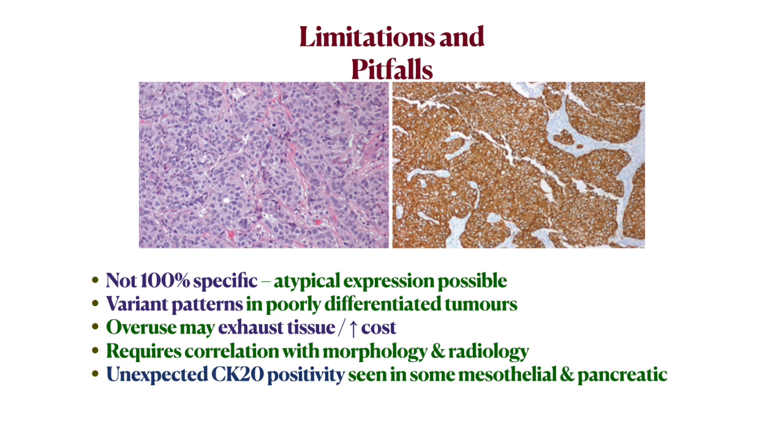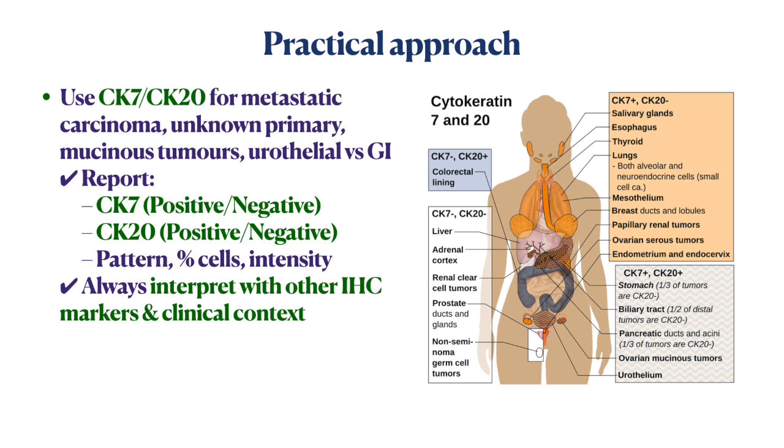These two markers are not 100% specific, but they help us to narrow down our differential, and the patterns may vary in poorly differentiated tumors. Hence we always have to correlate with morphology and radiology when we are getting varied expression of these particular markers. Practically, this combination of markers is among the first used for screening of your metastatic carcinoma, and they are reported as positive or negative. Along with this, you can go in for further IHC markers, and go by the clinical context and radiology findings. Thank you.